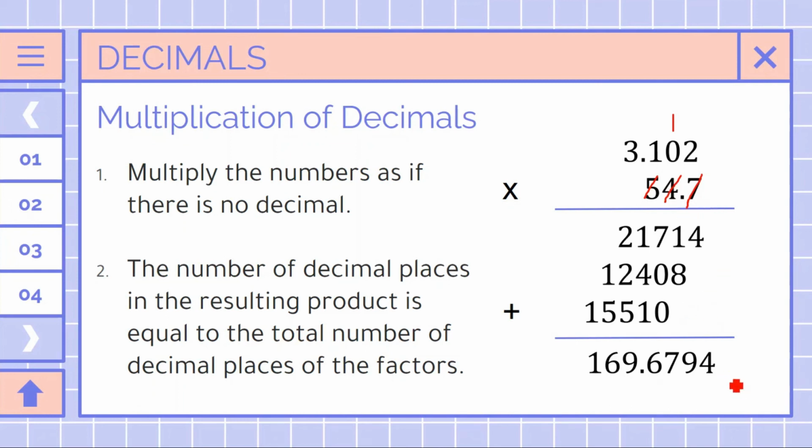So, kung ilan yun, ganun beses din kayo mag-move to the left, from right to left. So, halimbawa, 4 to, so mag-move kayo 4 times. So, from here, 1, 2, 3, 4. Kaya napunta dito yung ating decimal point. So, the answer is 169.6790.